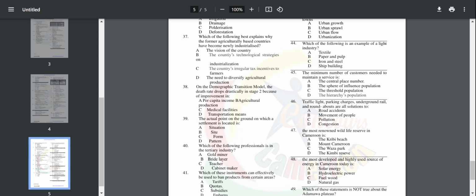Question 45. The minimum number of customers needed to maintain a service is... The answer is A.